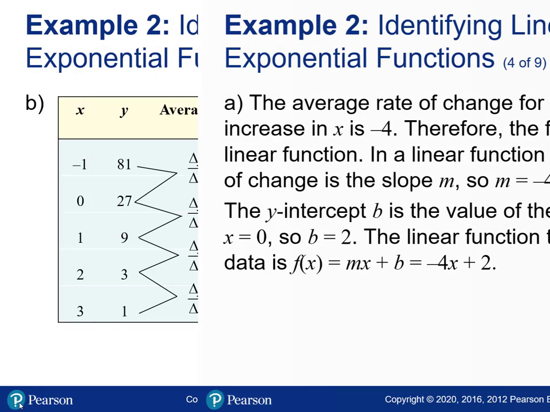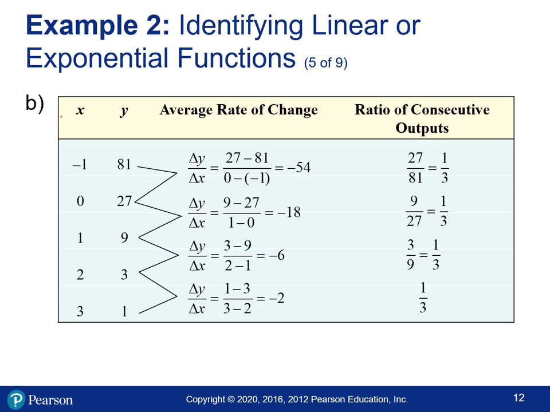All right, let's do it again for part B. Okay, so here are two points from the table. We calculate the slope between them, so y2 minus y1 over x2 minus x1, and we get a number.